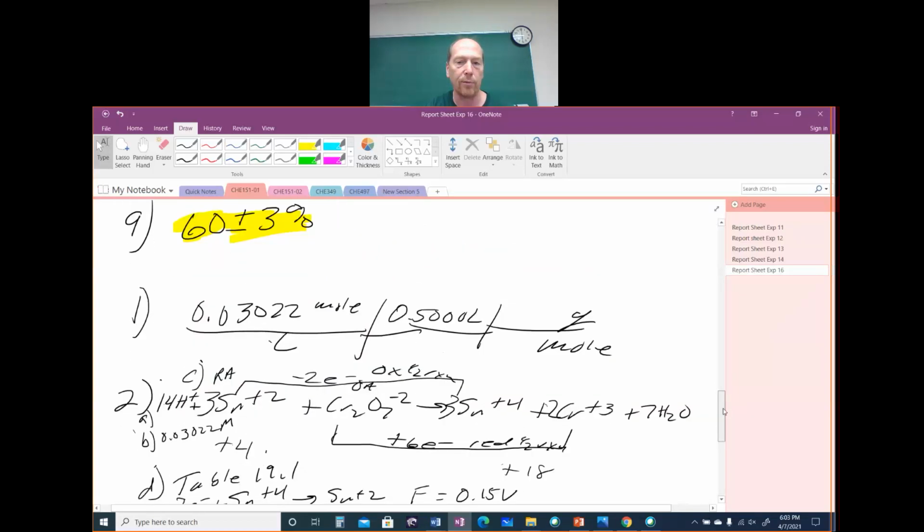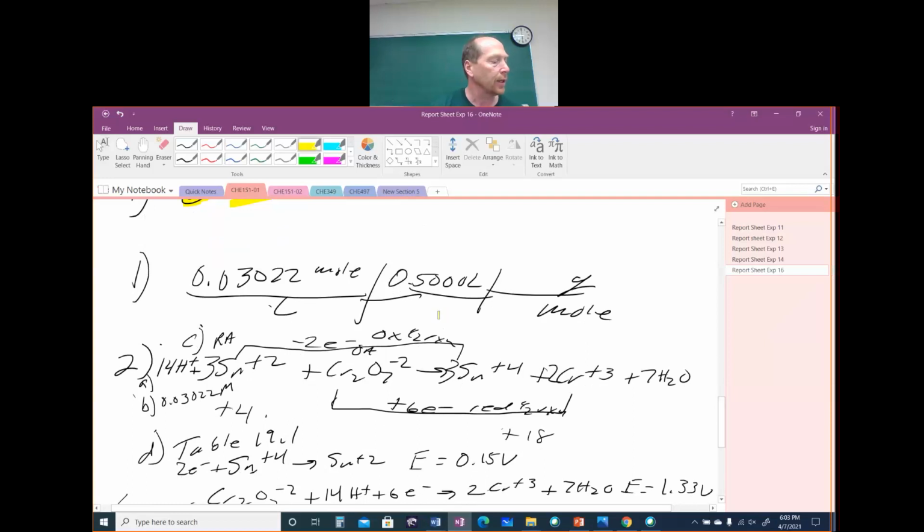Now we have our calculations at the bottom. How many grams of potassium dichromate are needed to make 500 mils of a solution that is 0.03022 molar? That is your moles per liter times your 0.5 liters. Multiply that by the molar mass, and that will give you your grams. On number 2, you can balance this reaction by looking at table 19.1.